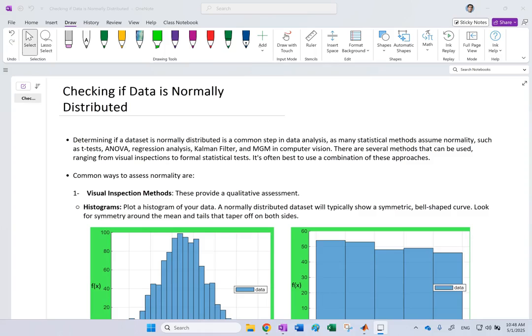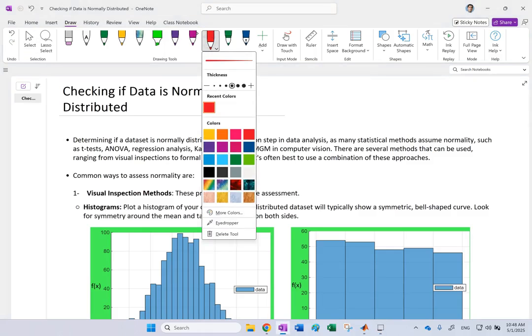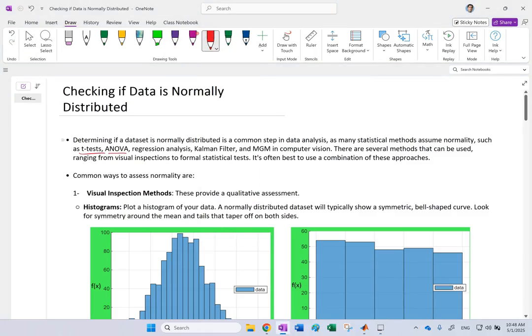Because many times in engineering and many applications, we assume that the data is normally distributed. Like for instance, if you do a t-test, if you do analysis of variance, ANOVA, if you do regression analysis, in a standard Kalman filter, in a mixture of Gaussian models, in computer vision, and in lots of other places, you either assume that the data is normally distributed, or if the data is normally distributed, the results of your algorithm would be a lot better.